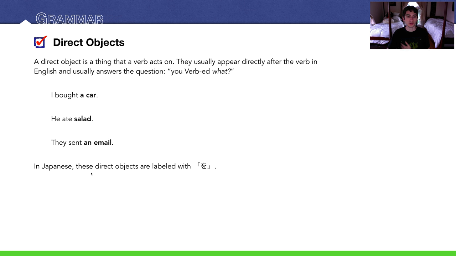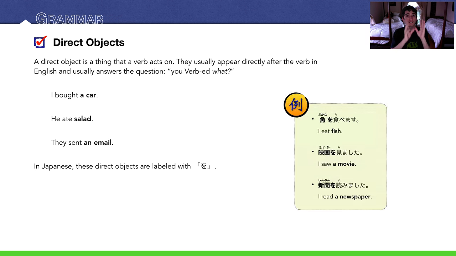And in Japanese, we mark direct objects with o. Okay, that's why in the past vocabulary, you've seen o tabemasu, o nomimasu, o mimasu. I just tagged those on there, so it was easy for you to understand those verbs, okay, as set phrases. For example, I eat fish. 魚を食べます. I saw a movie. 映画を見ました. I read a newspaper. 新聞を読みました. Okay? 新聞 being the direct object.